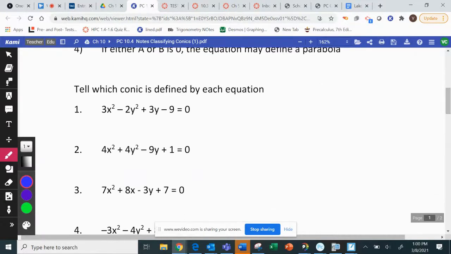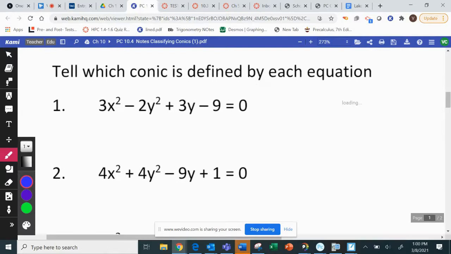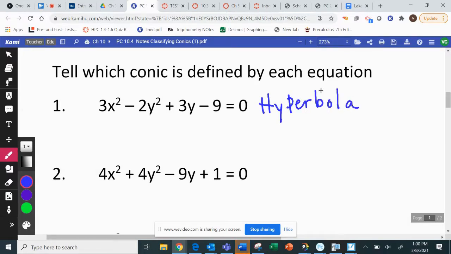Let's just look at number 1. Let's just dive right in. Which conic is this got to be? Hyperbola. Why? Hyperbola because we've got the x squared, we've got the y squared, and one of them is negative. So it's got to be a hyperbola.